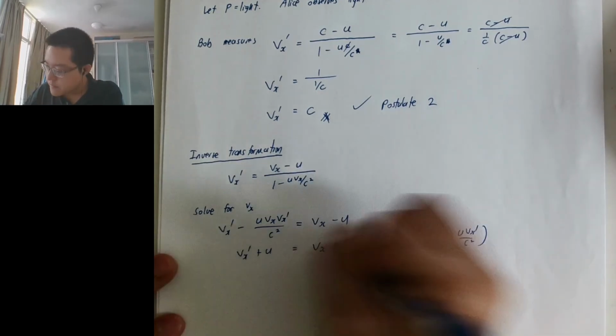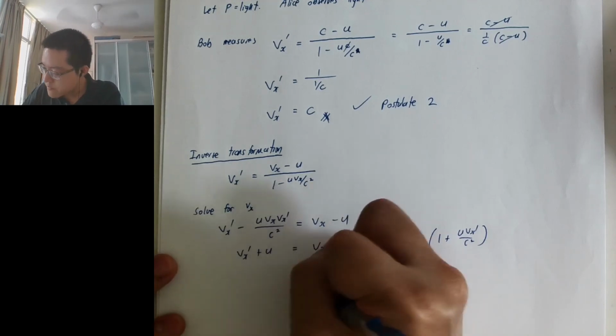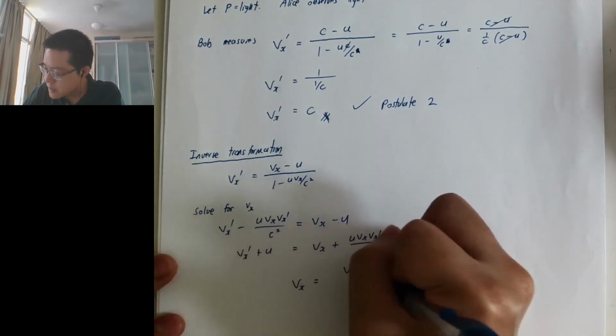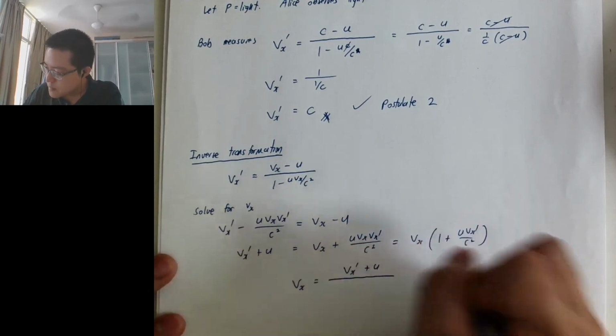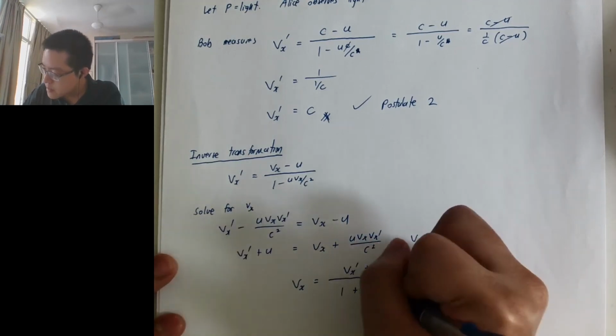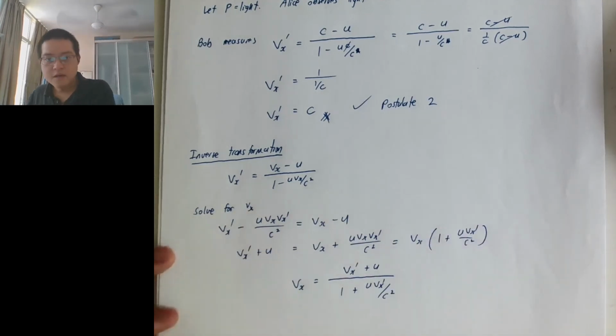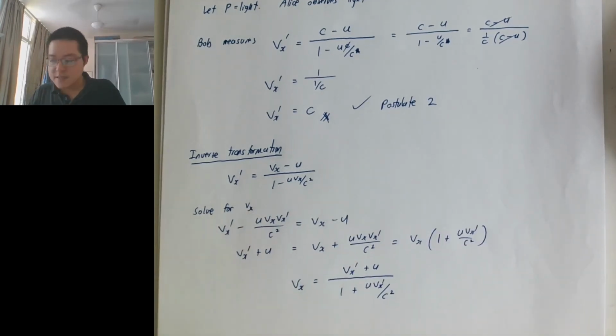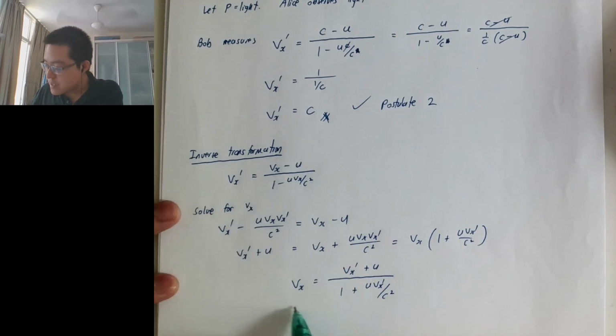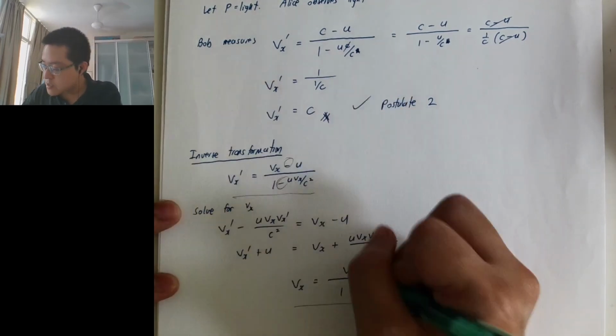Right. So finally, I can solve for Vx now. So Vx is just Vx prime plus U, over 1 plus U Vx prime over C square. Okay. So notice these two equations, they look very similar, right? So this is the same as this, but I only change the sign.